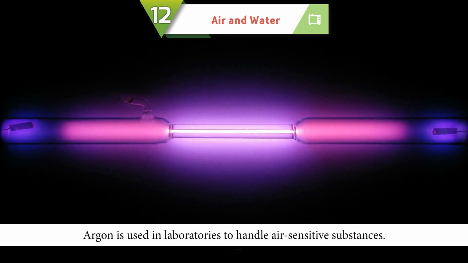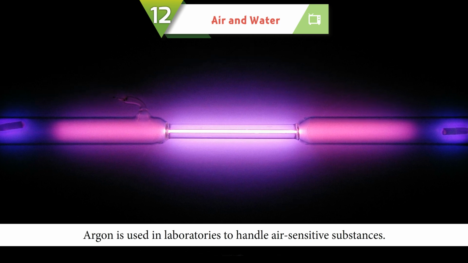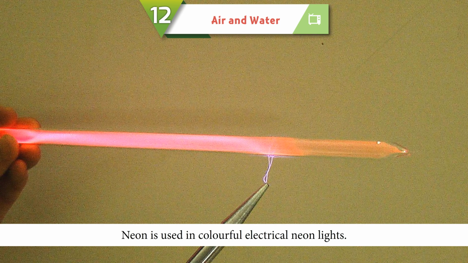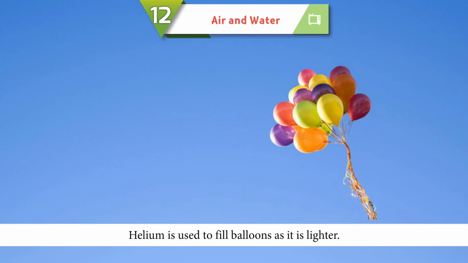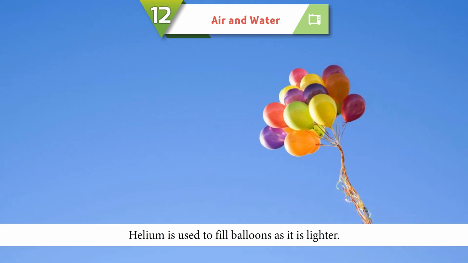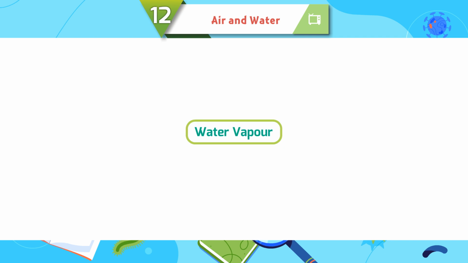Argon is used in laboratories to handle air-sensitive substances. Neon is used in colorful electrical neon lights. Helium is used to fill balloons as it is lighter.